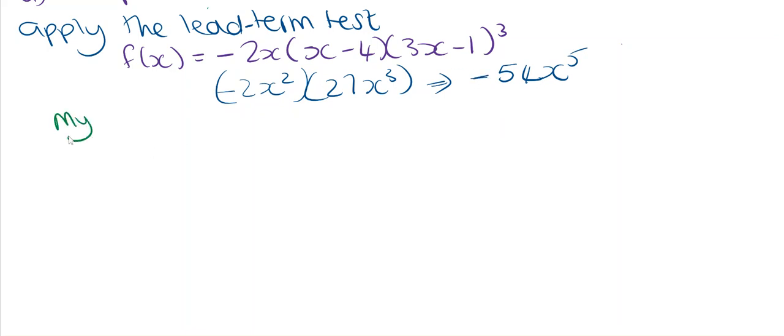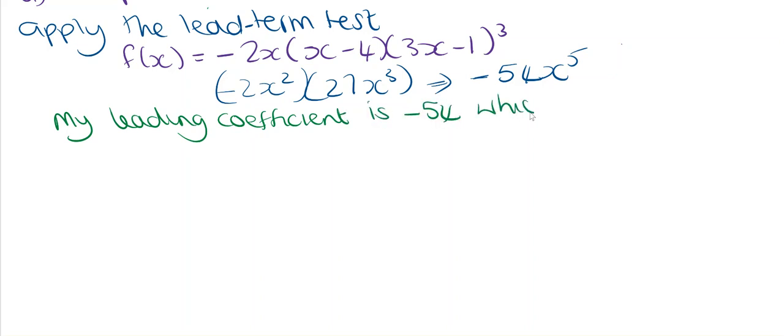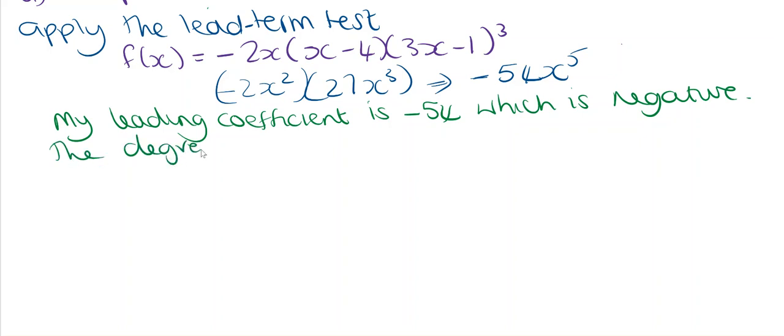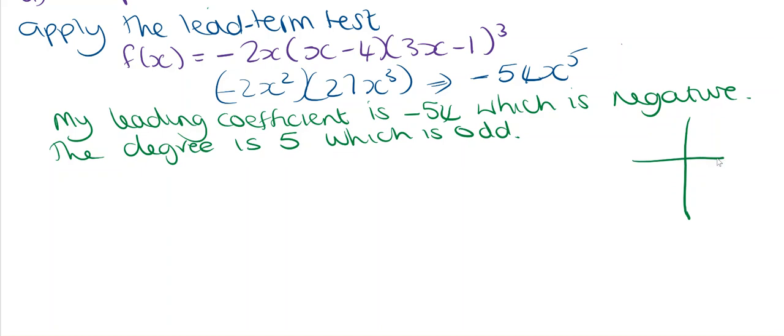So my leading coefficient is minus 54, which is negative. The degree is 5, which is odd. So my graph, I know, is going to start up here and it's going to do something like this.